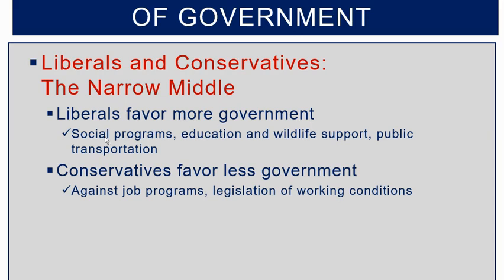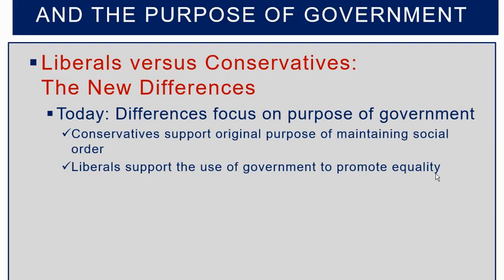Liberals favor more government, like social programs like welfare and things like that. More money for education, wildlife support, public transportation. Conservatives favor less government. They don't really want the job programs. They want less taxes. They want less legislation controlling the working conditions and things like that. Today's liberals versus conservatives focus on the purpose of government. Conservatives support the original purpose of maintaining social order. Liberals support the use of government to promote equality.